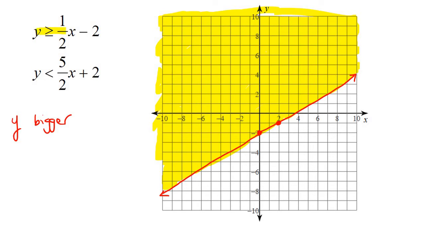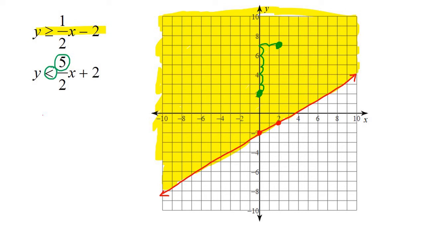Now we simply need to go draw the second line. So we start with the y-intercept, which is +2. So that's over there. And then we use the slope. So the rise is 5. So we go 5 up. 1, 2, 3, 4, 5. And then we go 2 to the right. 1, 2. We put a little dot over there.